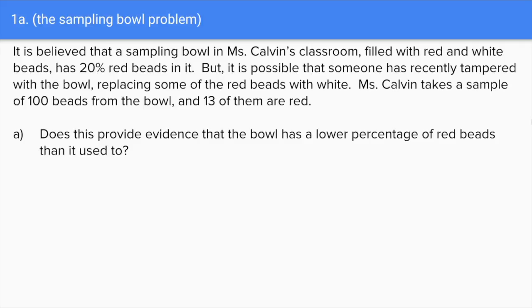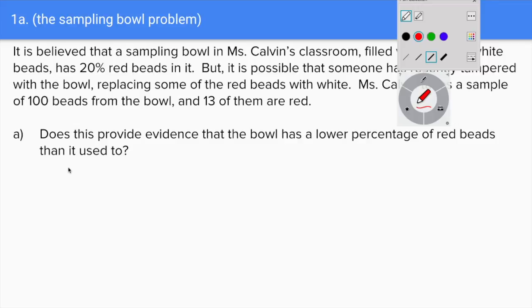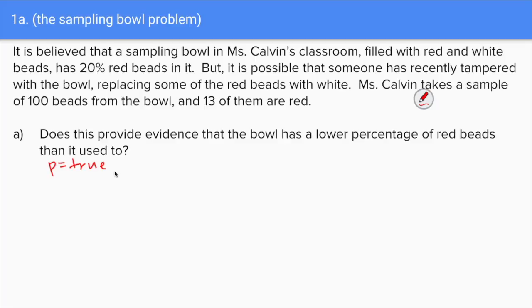I'm going to follow my steps. My first thing that I want to do is define my parameter. So P equals the true proportion of red beads in the bowl.